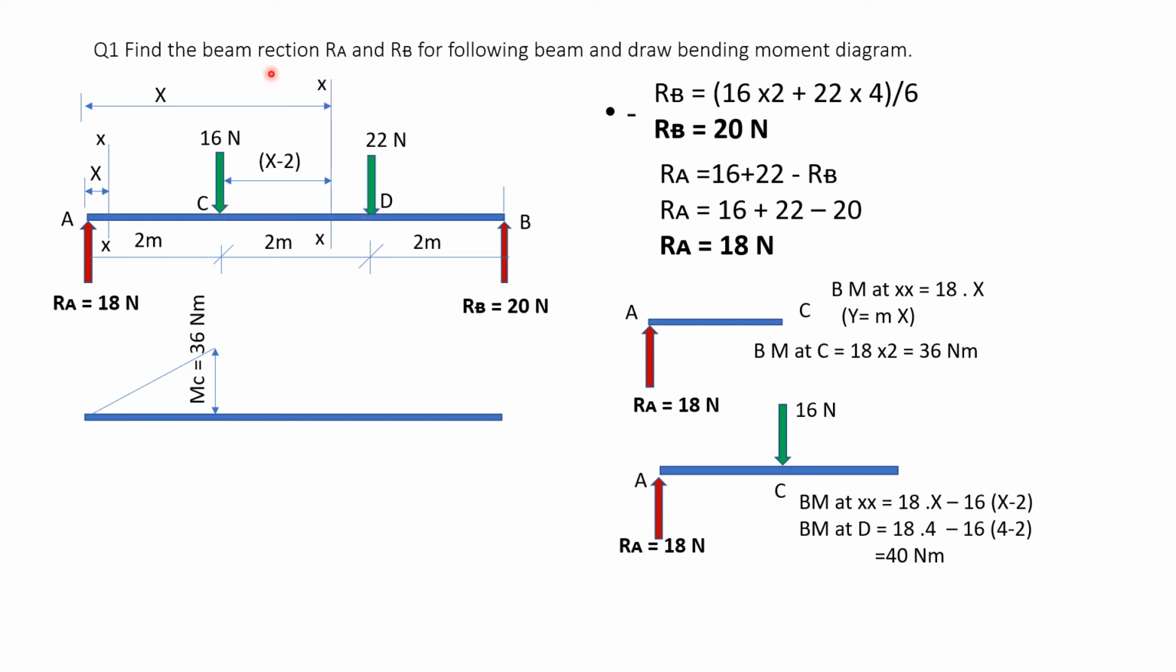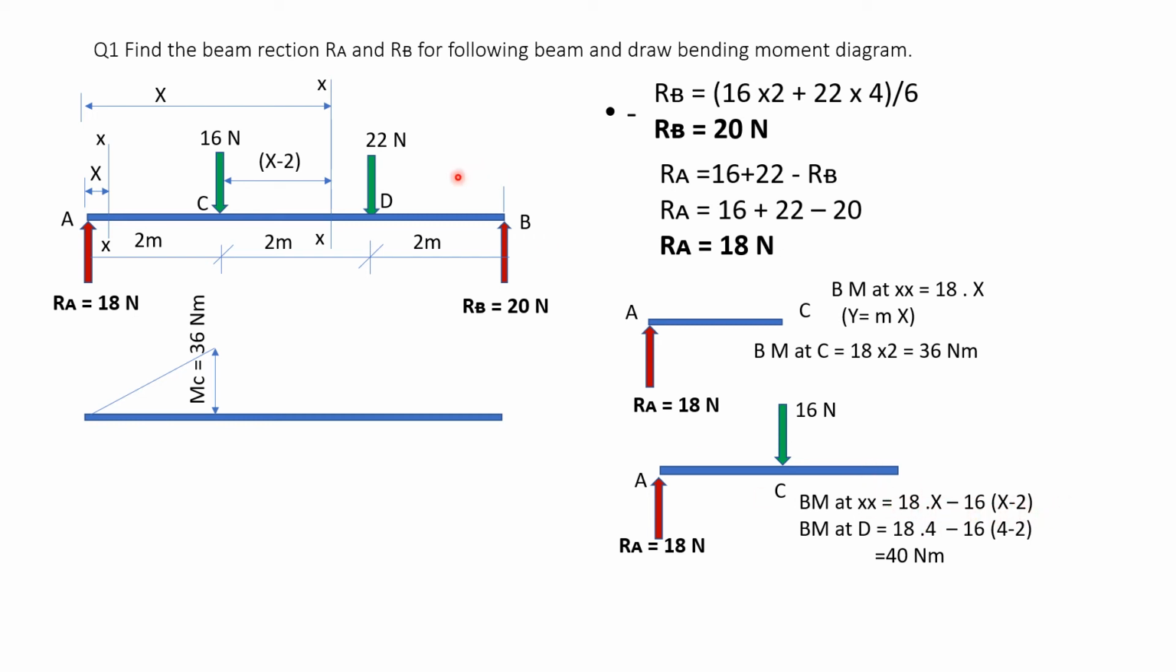At point D, this value of x from A, from here to here, is 4 meter. So if I want the bending moment at D, I substitute x is equal to 4. So 18 into 4 minus 16 into bracket open, 4 minus 2 bracket close. Do these calculations, take the calculators in your hand. You will get it as 40 Newton meter.